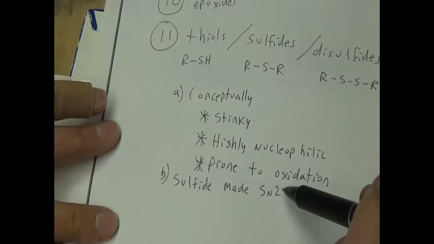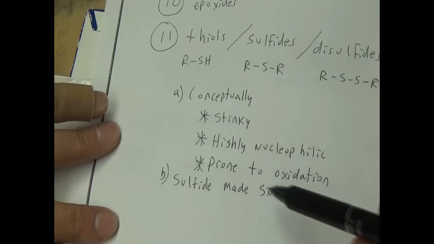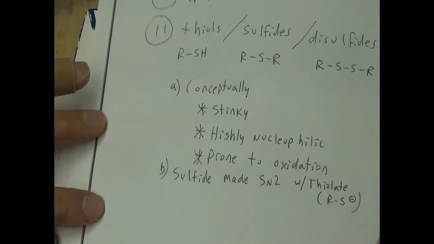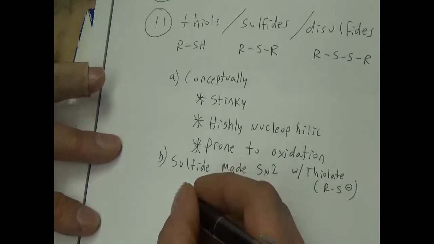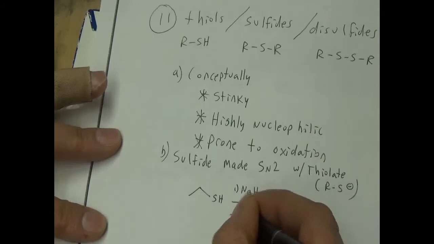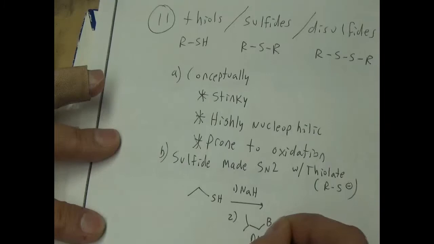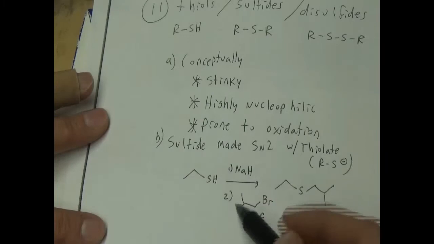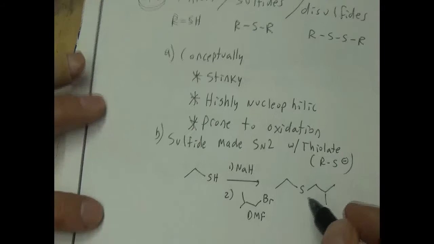Remember that that's called a thiol. What's it called if it's RS minus? If it's RSH, it's thiol. RS minus is called thiolate. So that's what a thiolate is, and that's how you can make a sulfide. For example, take a thiol, react with NaH, which is our super good base, and then an alkyl halide, maybe a little DMF, and then you get out a sulfide. So thiol reacts with base, base takes off the proton, makes a thiolate, S minus attacks the carbon, kicks off the Br, and you get a sulfide.